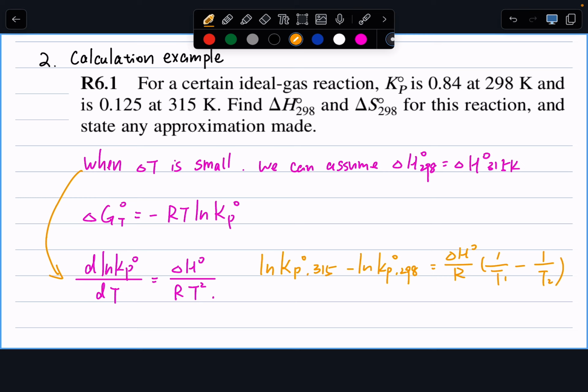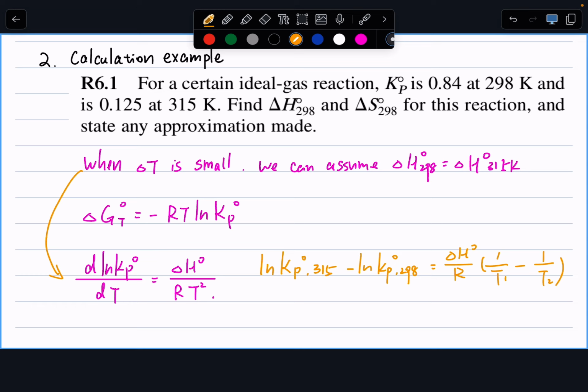And then how do we solve this problem, right? So the first thing, it's asking for delta H naught at 298 Kelvin and delta S naught at 298 Kelvin. We do not have a way to solve for delta S naught directly, but what we do have is delta G naught at 298 Kelvin must equal delta H naught at 298 Kelvin minus T delta S naught at 298 Kelvin. Right, so what are the things we know?